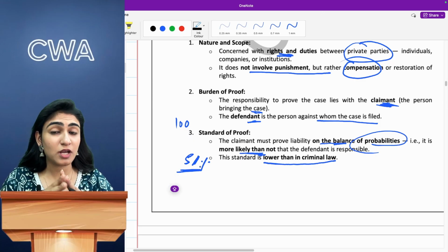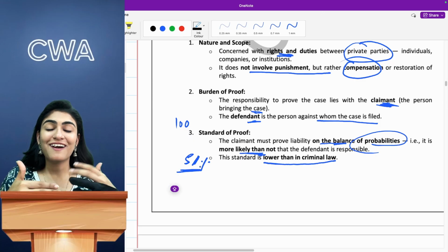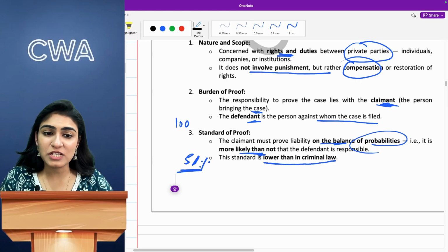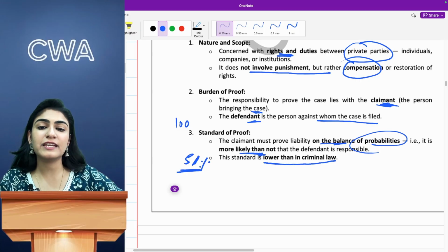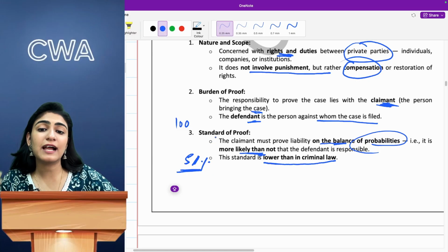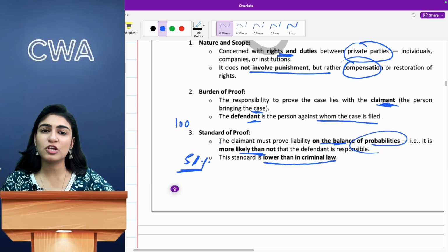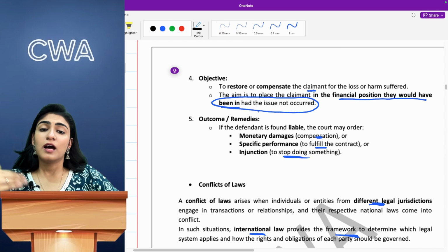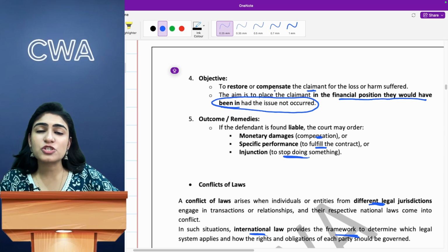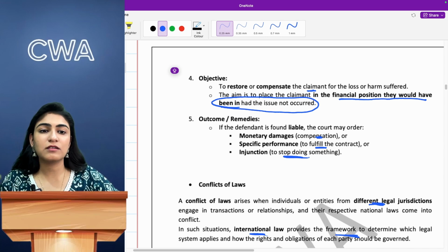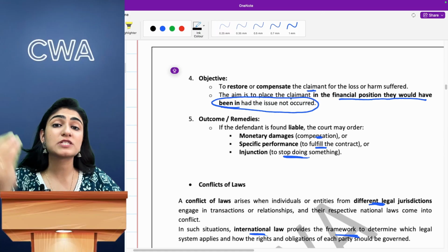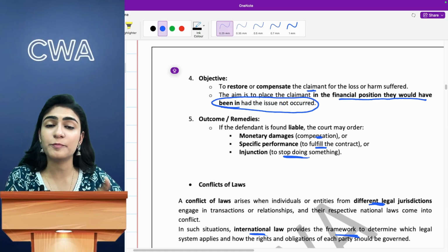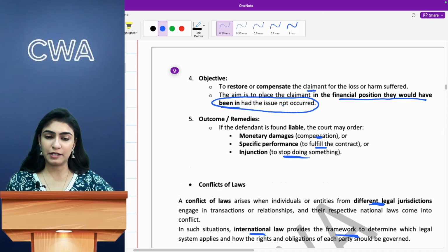I'm just giving you the numbers. Please make sure this is not the way it can be asked in MCQs. Basically, all I'm trying to explain is that the standard of proof in case of civil law depends upon probabilities. The objective is to restore or compensate the person, or to bring that person to the financial position they would have been in had they not entered into the contract.